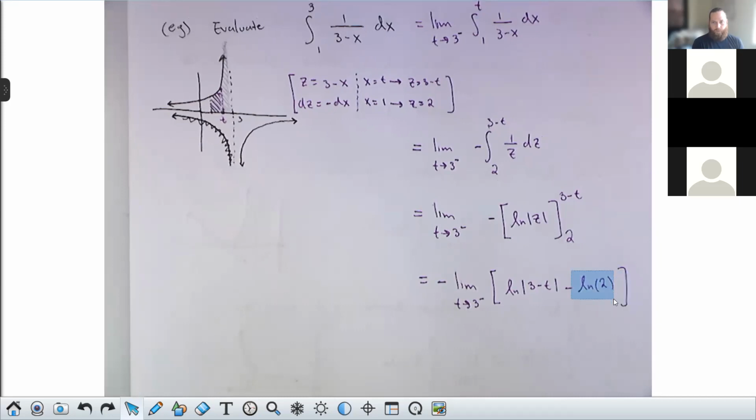So obviously this natural log of 2 piece, that's not a problem. That's like 0.69. That's not an issue of any sort. But the natural log of absolute value of 3 minus t, that might be a problem. Because as t goes to 3, 3 minus t is going to go to 0. What does the natural log function do as its inside goes to 0?